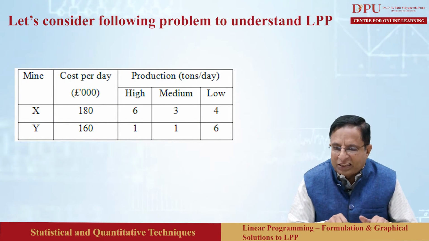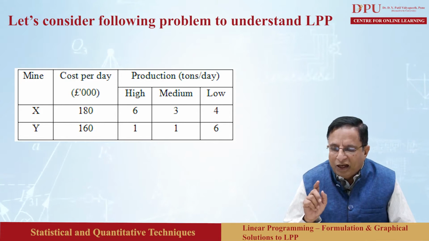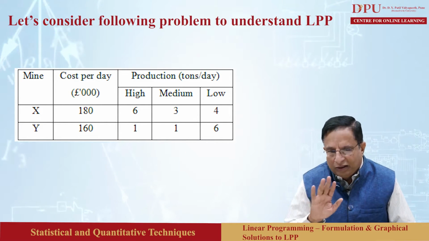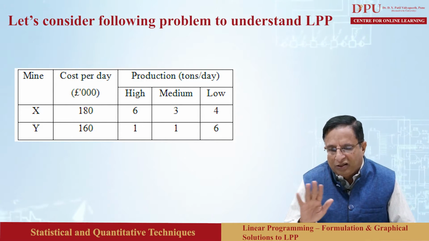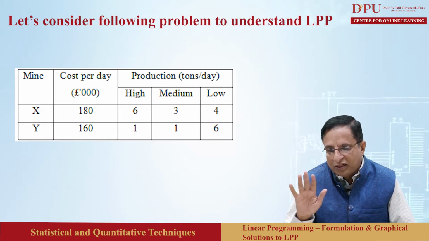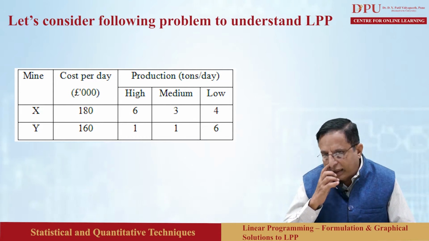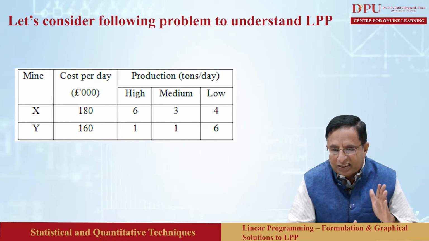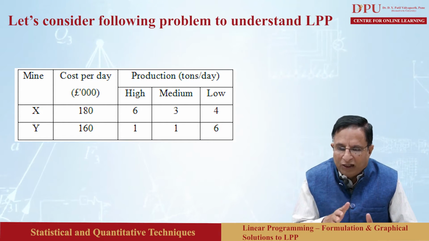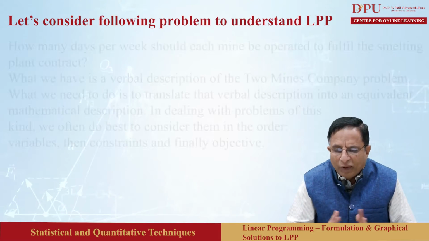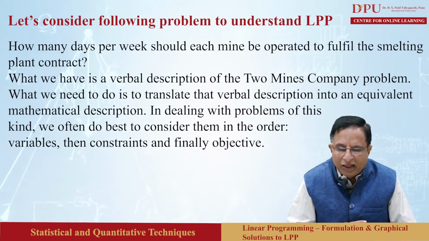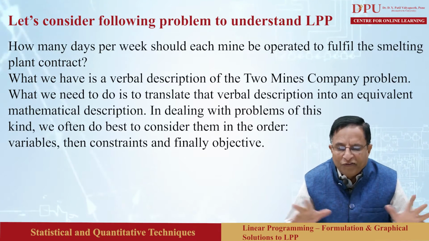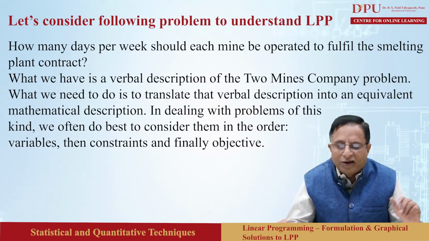Mine X, Y. Cost per day: $180,000 and $160,000. Production in tons per day: high 6, 1; medium 3, 1; low 4, 6. How many days per week should each mine be operated to fulfill the smelting plant contract?